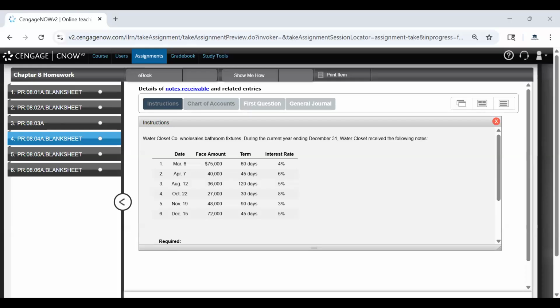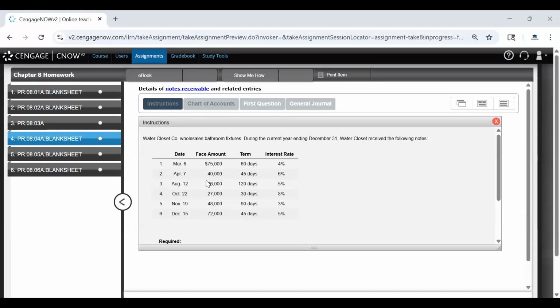Today we're going to go over Chapter 8 for financial accounting, and this is the chapter related to accounts receivable and notes receivable. And in this homework example video, we are going to take a look at the details of notes receivable and related entries. So, Water Closet Company wholesales bathroom fixtures. During the current year ending December 31st, Water Closet received the following notes.